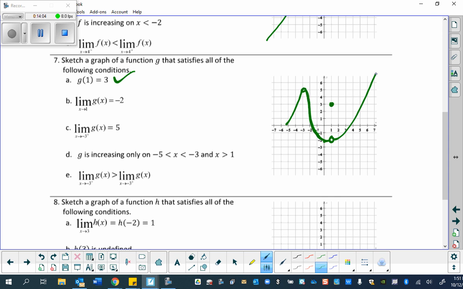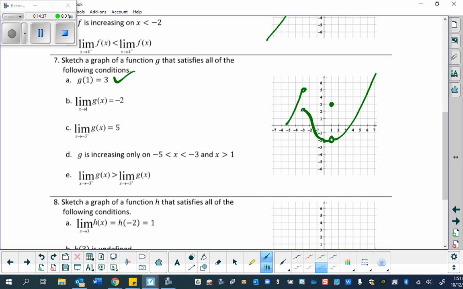The limit as x approaches -3 from the negative is bigger than when x approaches -3 from the positive. So I have the limit being the same. So that means that this has to be a smaller value, which means this has got to be here. And then we can say that.